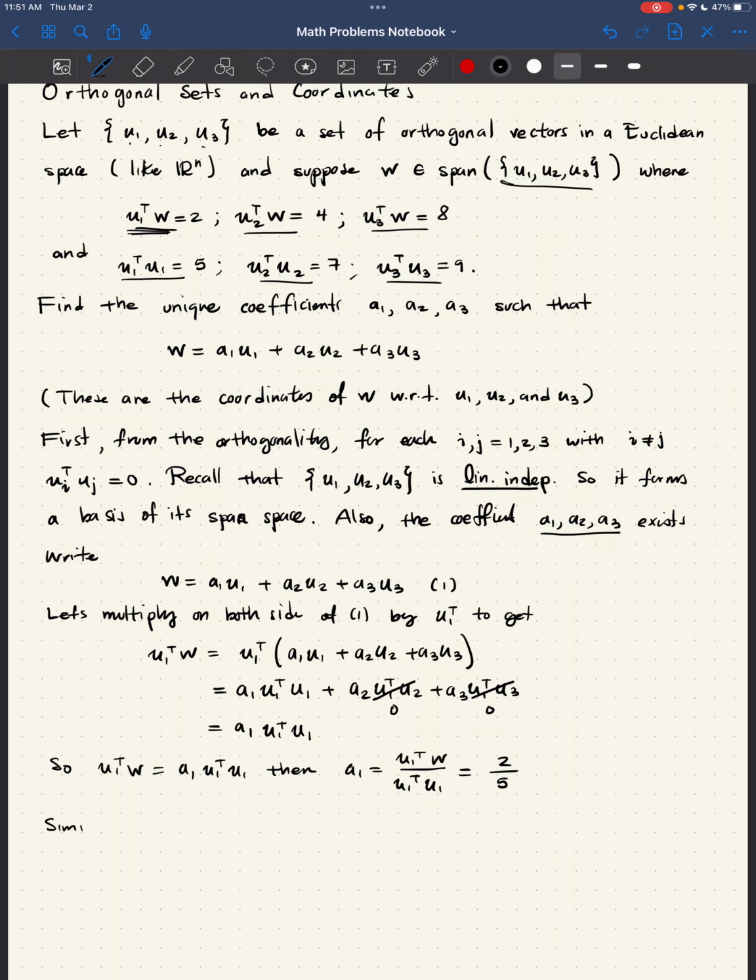Similarly, we can get that u2 transpose w is equal to a2 u2 transpose u2, and u3 transpose w is equal to a3 u3 transpose u3, by multiplying equation 1 on the left by u2 transpose and u3 transpose respectively.